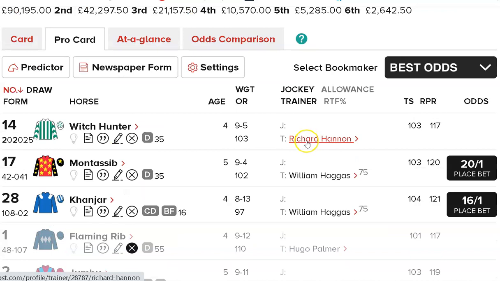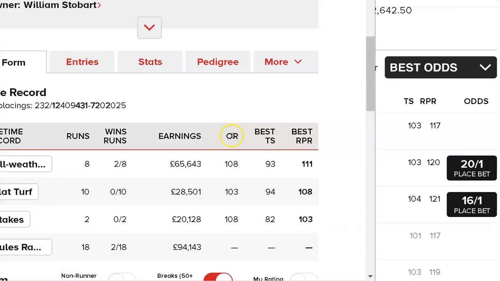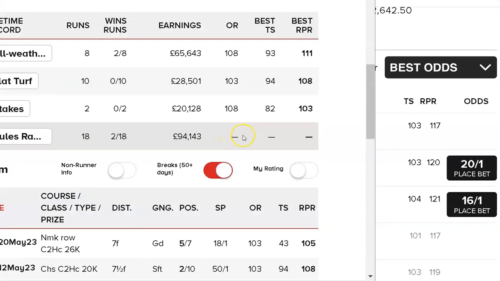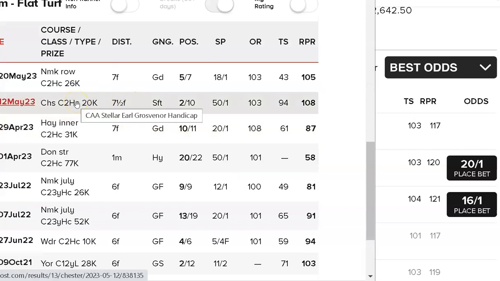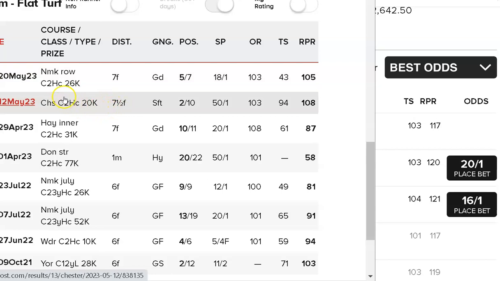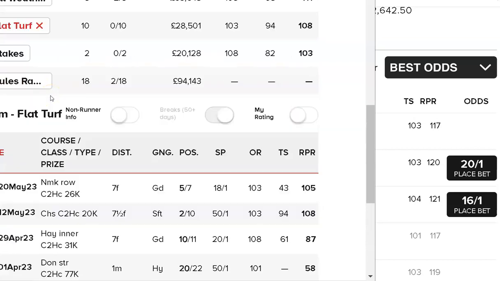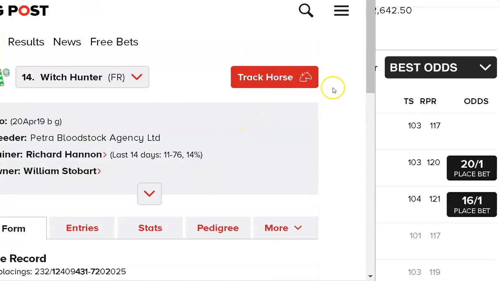So come down to these, and Hannon has got Witch Hunter. He's had 18 runs in his life. He's only ever won on the all-weather. He's had 10 runs on turf. His best run was at Chester over 7 furlongs, on 7.5 furlongs this year. And then his next start, he disappointed really in a handicap. He's running off 103. He has got to find significant improvement for me.